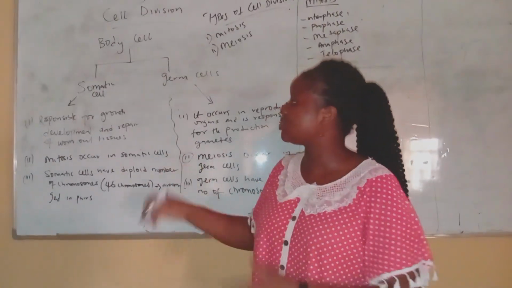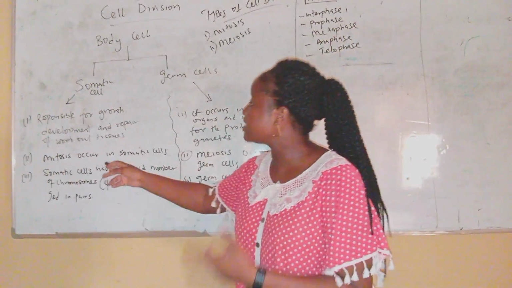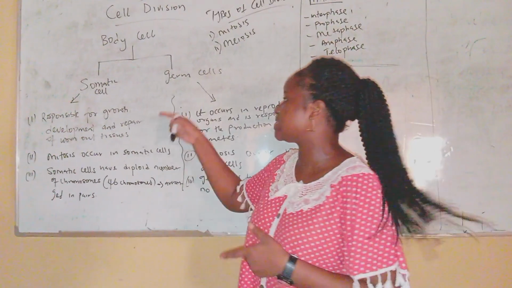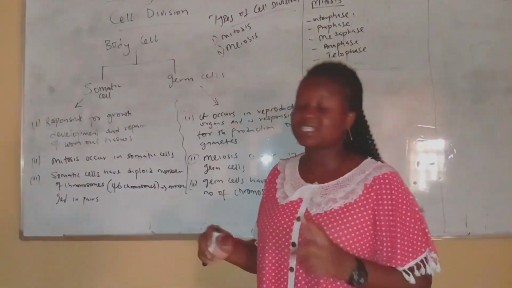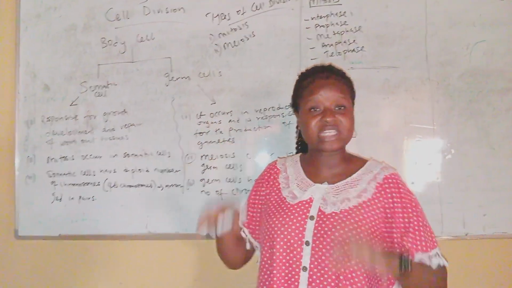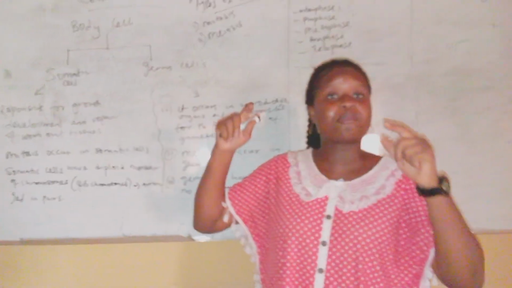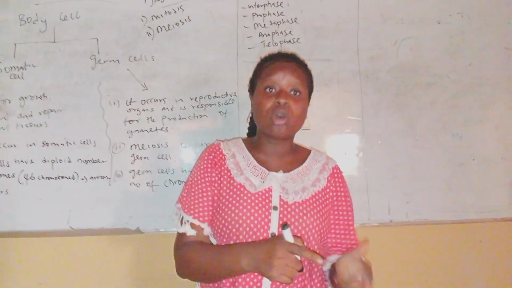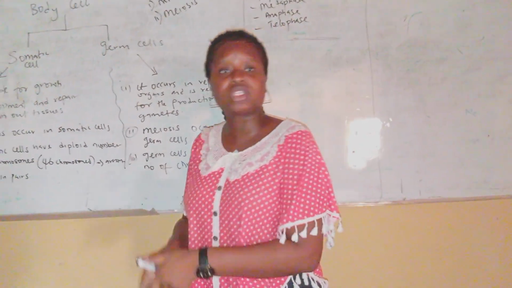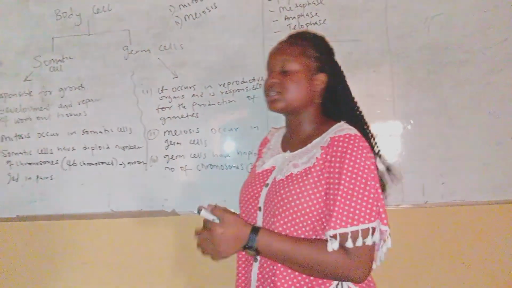First of all, the somatic cells are responsible for growth and development. Secondly, mitosis occurs in somatic cells. And thirdly, there are 46 chromosomes present in somatic cells. So a division of a parent cell means that there will be an equal number of chromosomes in the daughter cell and in the parent nuclei.